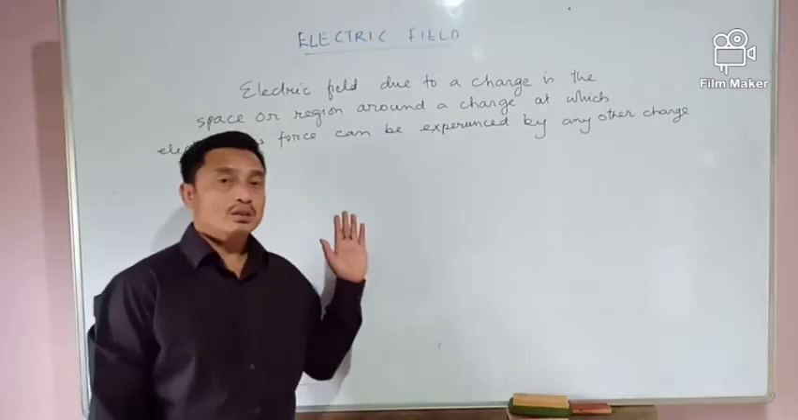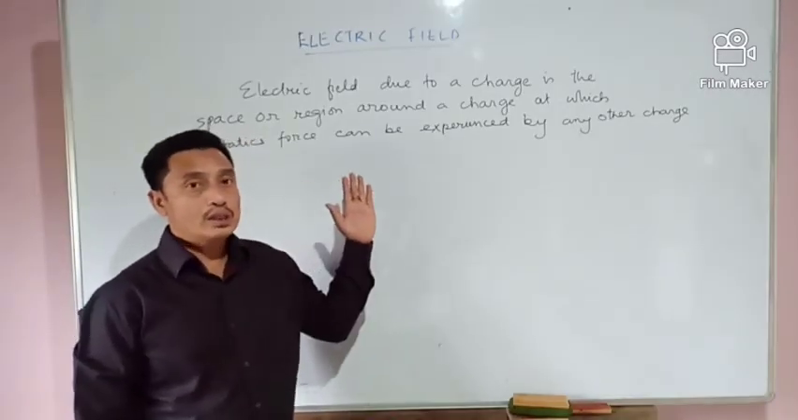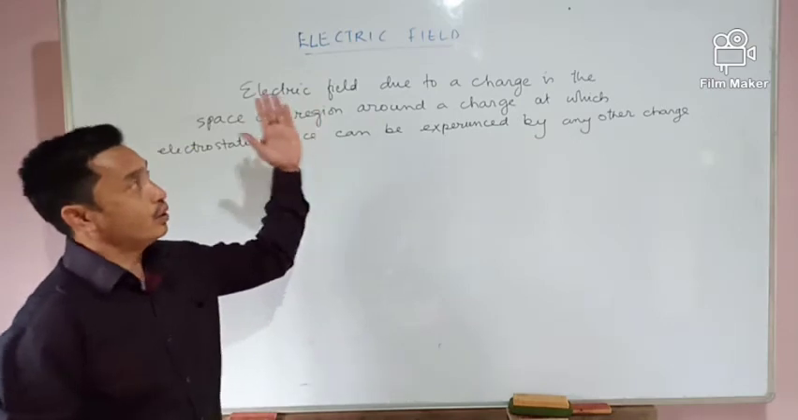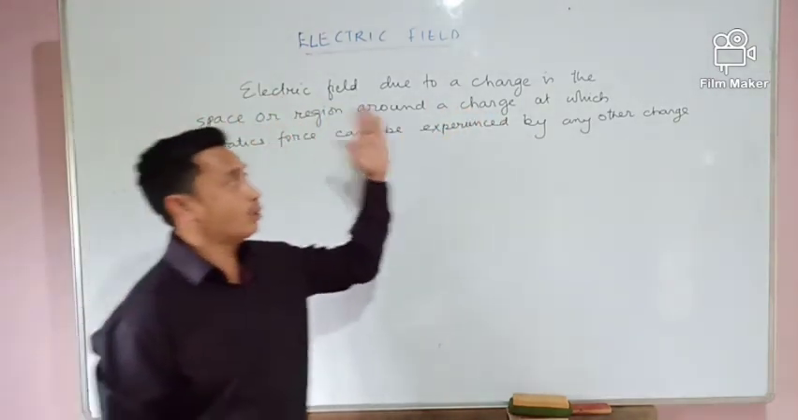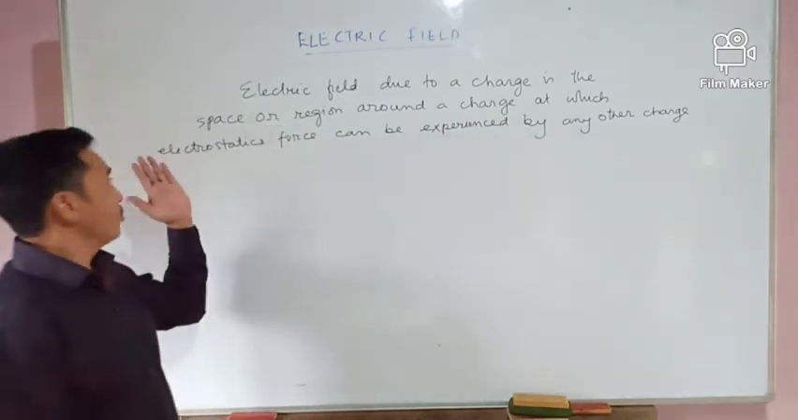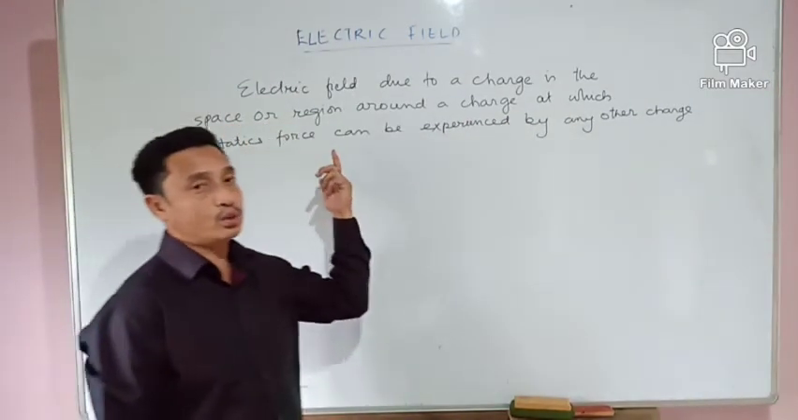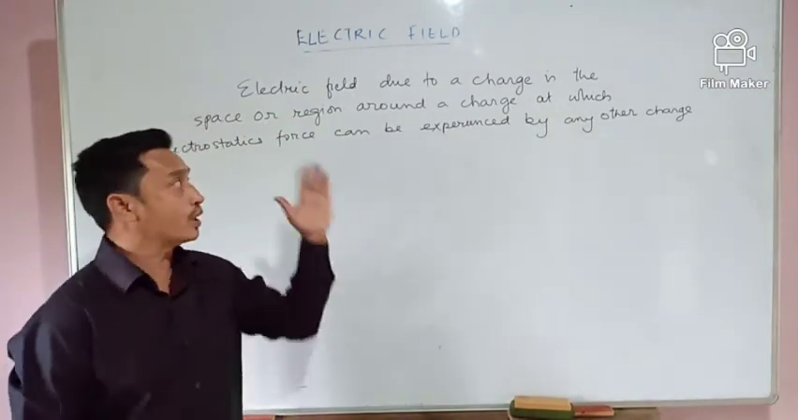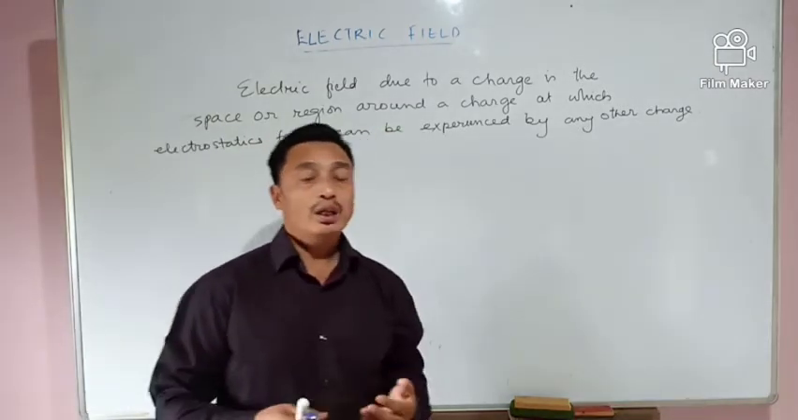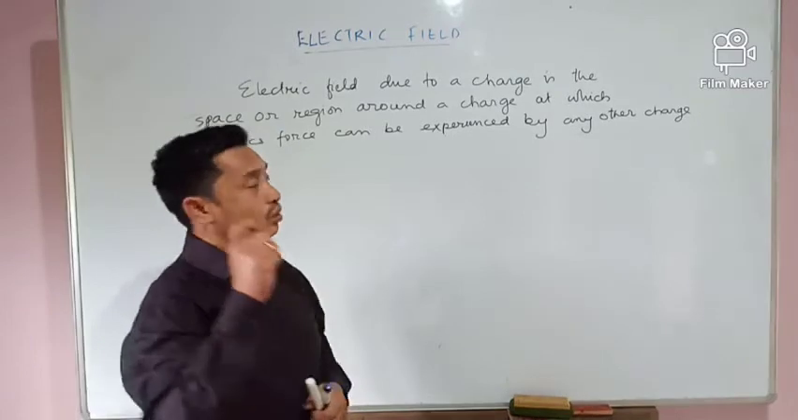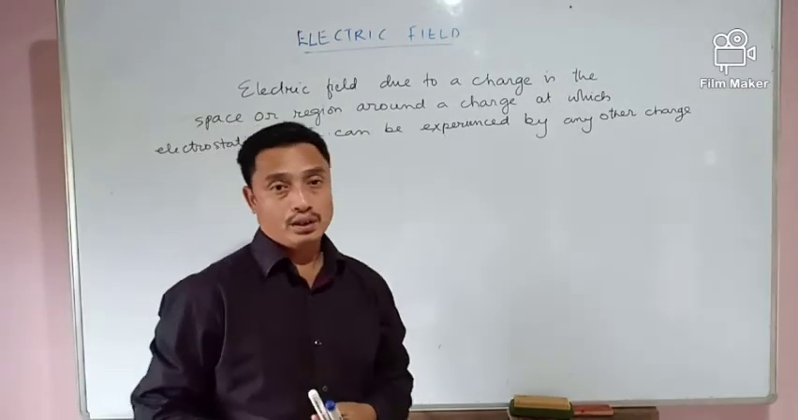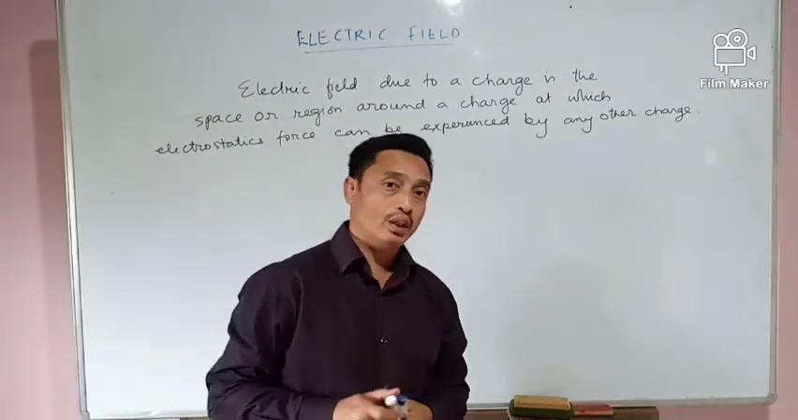So look at this. Electric field due to a charge is the space or region around a charge at which electrostatic force, meaning attraction or repulsion, can be experienced by any other charge. That is what we call electric field. Electrostatic field or electric field.